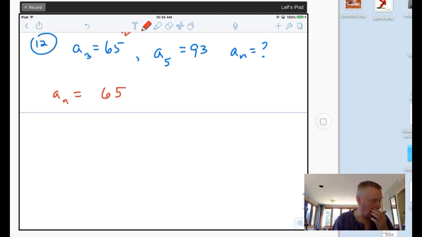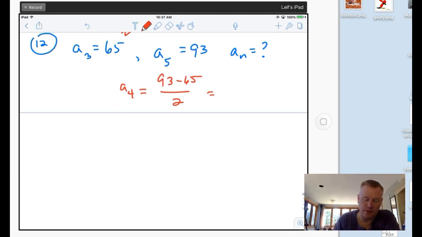Because these numbers are 2 apart, this is the third number in the sequence and this is the fifth, I want the one in between. I'd like to know what the common difference is. So if I subtract those numbers and then divide by 2, I get the common difference, okay? Which means 93 minus 65 is 28, and 28 divided by 2 is 14. So that's my common difference.